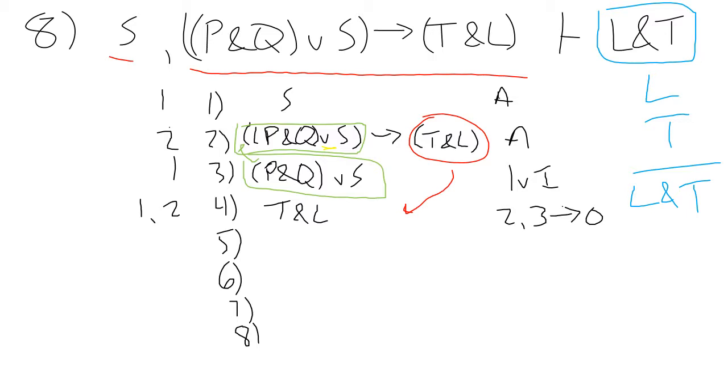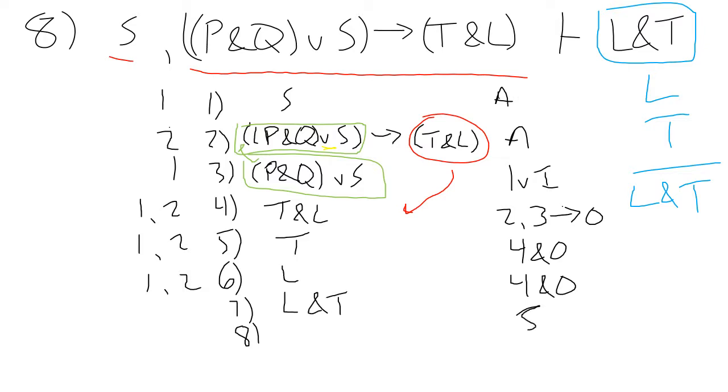Now, is that exactly what I'm looking for here, my conclusion? No, I'm not looking for T and L, I'm looking for L and T. So I have to deconstruct this. I need to write the T by itself and the L by itself by deconstructing 4. And then I'll put them together the way that I need to, using my ampersand in rule. So we had to deconstruct the consequent from our conditional statement to just the simple T and L, and then we reintroduced them together using the ampersand in rule.